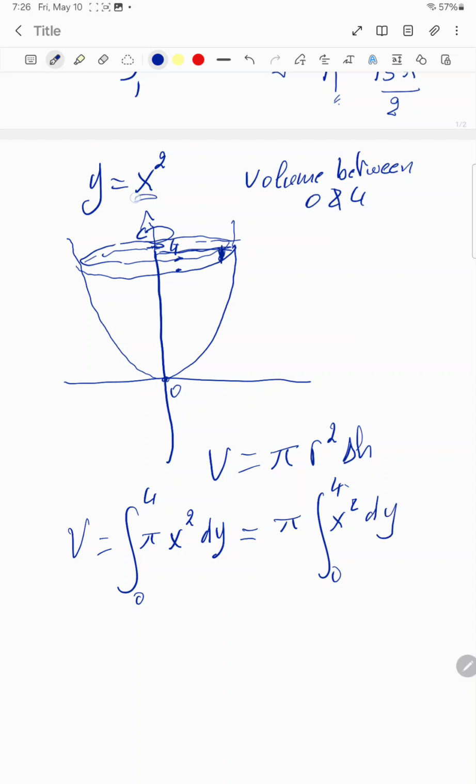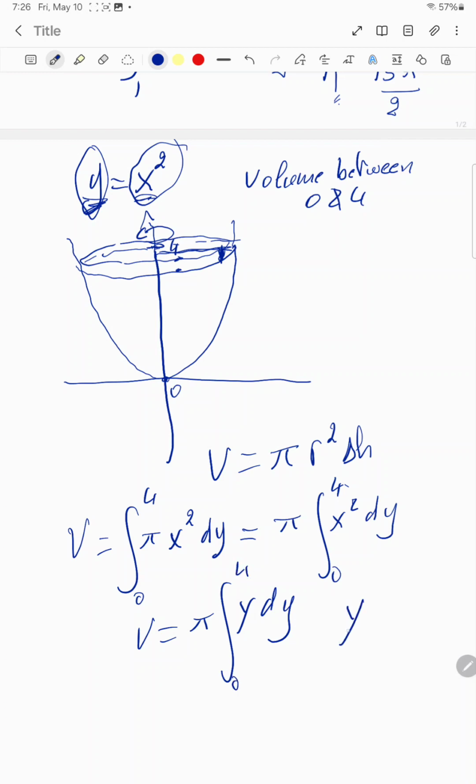But I know x squared is equal to y. So x squared is equal to y. So my volume becomes pi, y dy, between 0 and 4. So it becomes y squared divided by 2, between 0 and 4. So at the beginning, and there is a pi here, so I have to put it here.